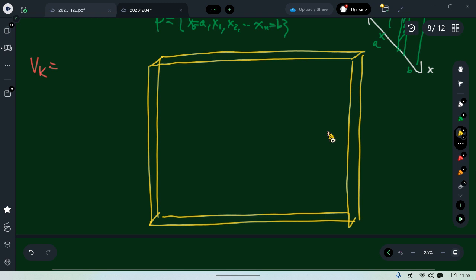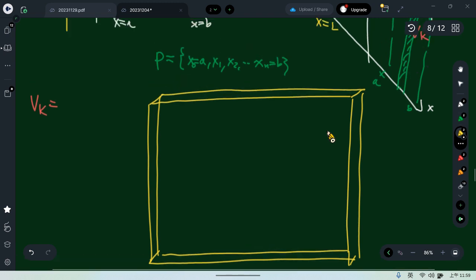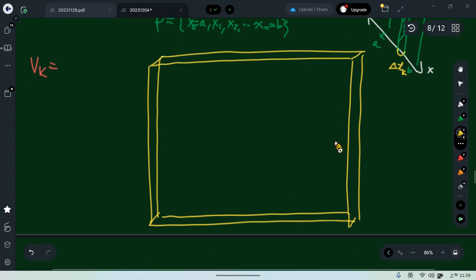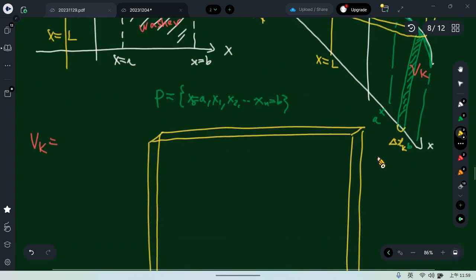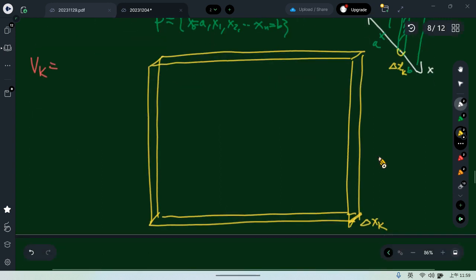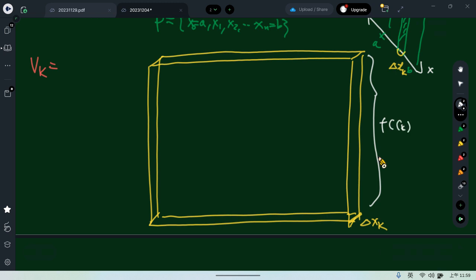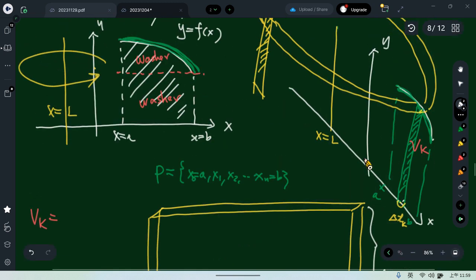So what we need to know is that here is delta x k, so delta x k will be here. And also its height. The height here will be f of ck, because we just randomly pick ck here so that we can get f of ck.